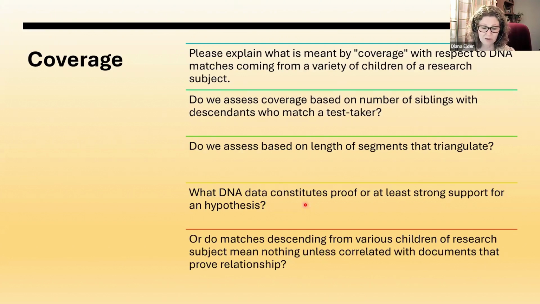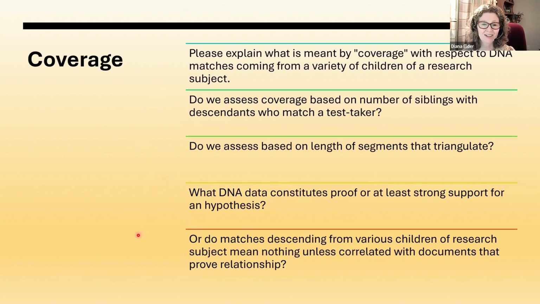Okay, and I believe our last question is about coverage. So coverage is something we talk about a lot, and I've hinted at it a little bit earlier in the session. And the question is, please explain what is meant by coverage with respect to DNA matches coming from a variety of children of a research subject. Do we assess coverage based on a number of siblings with descendants who match a test taker? Do we assess based on length of segments that triangulate? What DNA data constitutes proof or at least strong support for a hypothesis? Or do matches descending from various children of a research subject mean nothing unless correlated with documents that prove relationship?